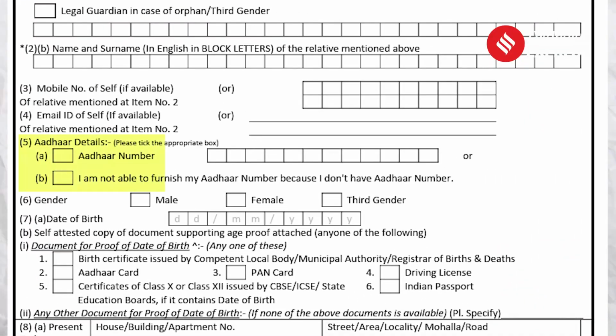In my hand is form number 6, the application form for new voters. Now this form has a section, and look at point number 5, where you are meant to choose either to fill in your Aadhaar number or declare, as the form says, I'm not able to furnish my Aadhaar number because I don't have Aadhaar number.